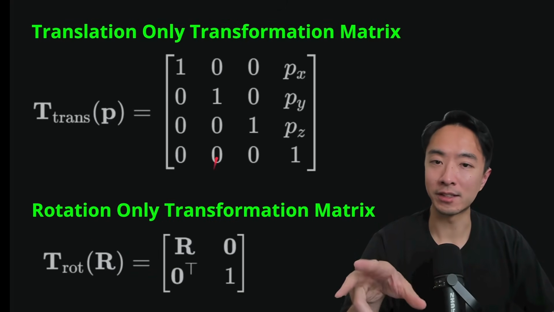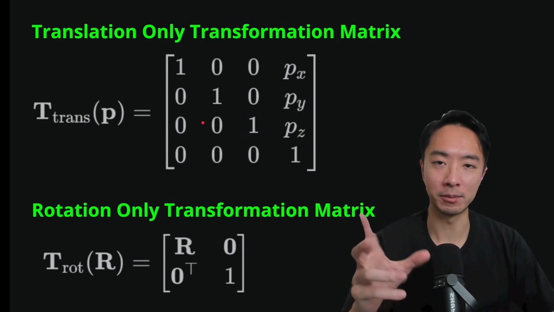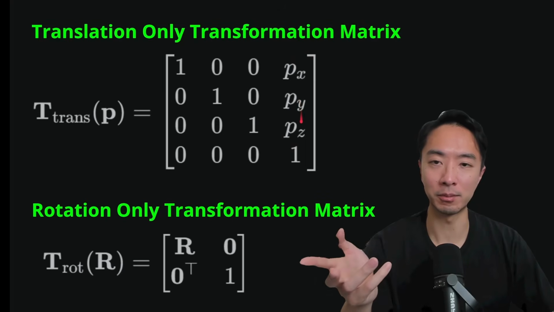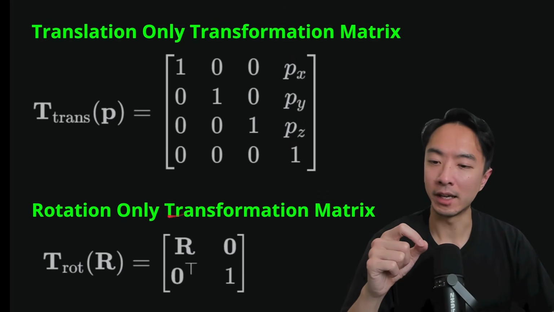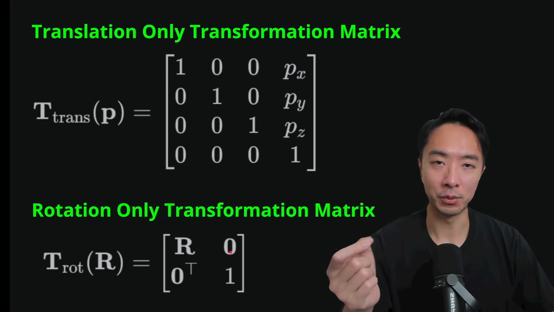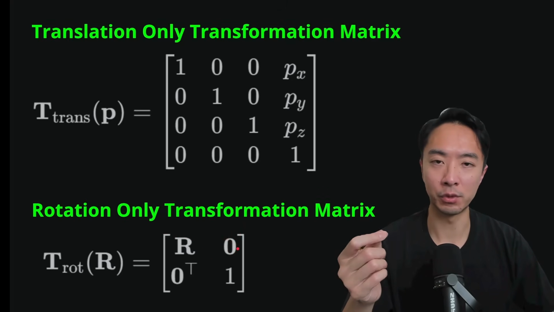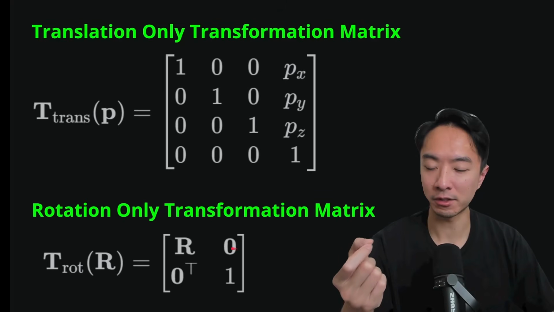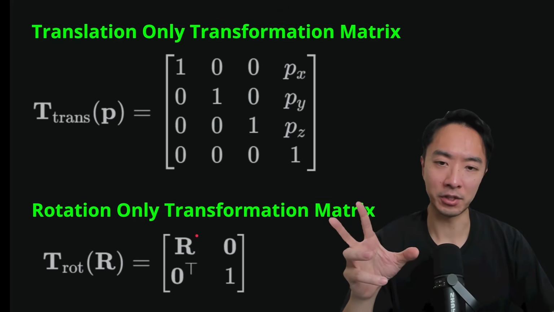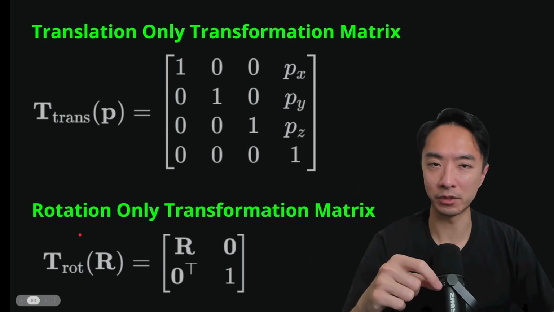And if you want a translation-only transformation matrix, the rotation component is going to be the identity matrix, and then the vector here is going to be your px, py, pz. And if you want a rotation-only transformation matrix, then you would have the vector part be 0. Here it is actually a 3x1 vector of zeros. And then you have your rotation matrix only. So that's how you could have a translation-only and rotation-only matrix.